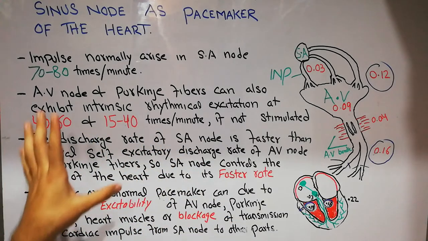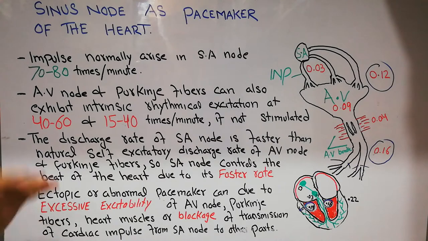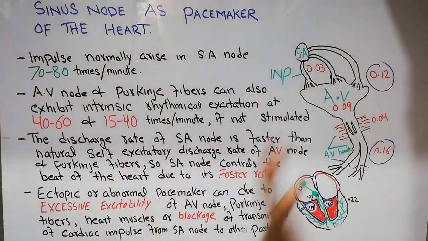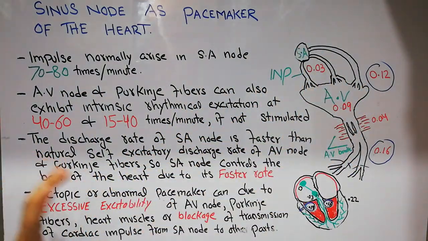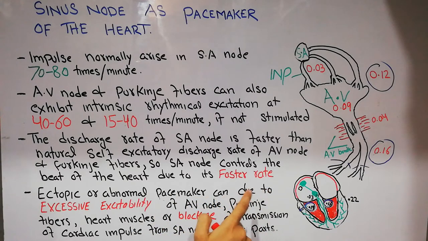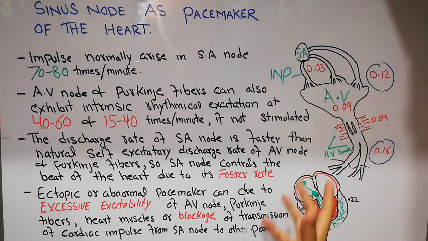But the circumstances are not always normal. Abnormal circumstances do occur due to some pathologies. So if the pacemaker shifts from the SA node somewhere else, then that pacemaker will be known as an ectopic or abnormal pacemaker. An ectopic or abnormal pacemaker can be due to excessive excitability of the AV node, Purkinje fibers, or heart muscle.